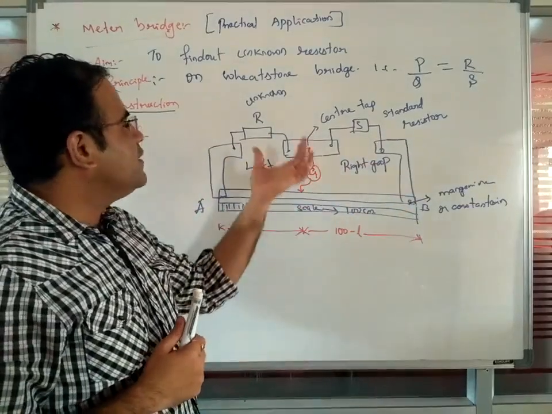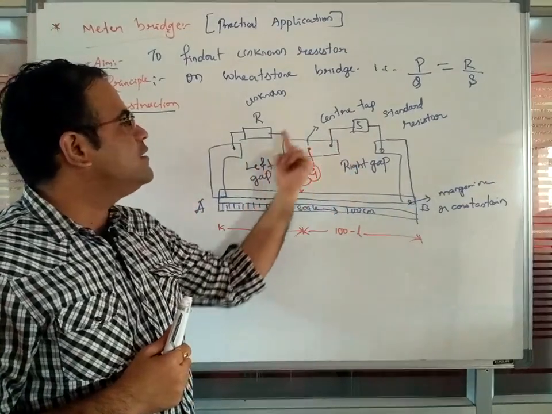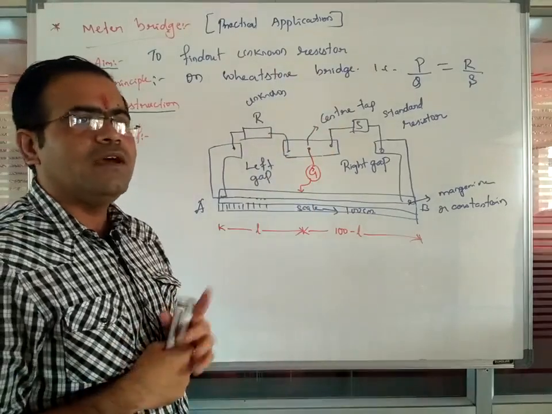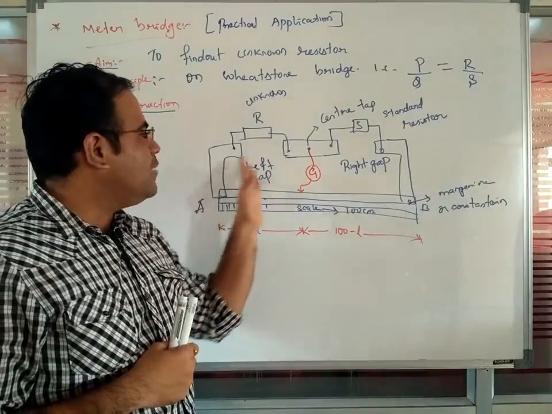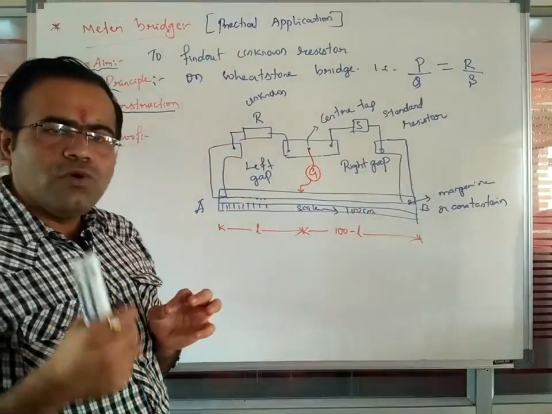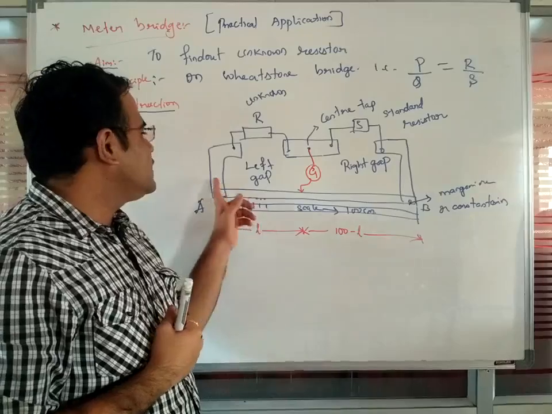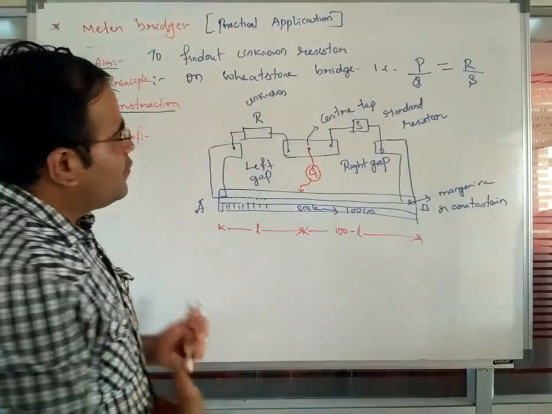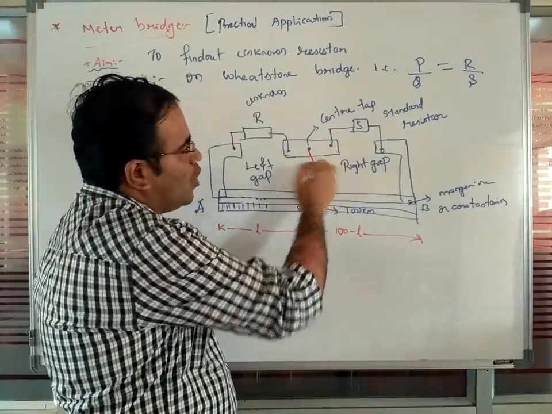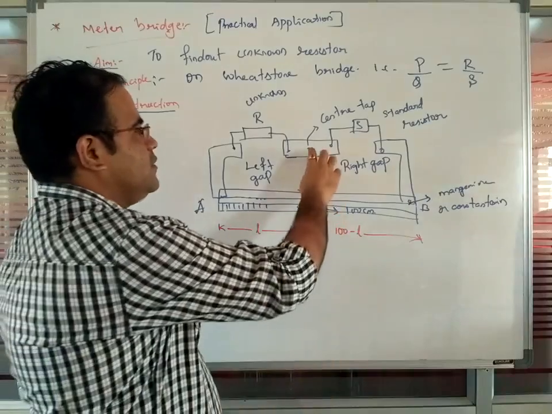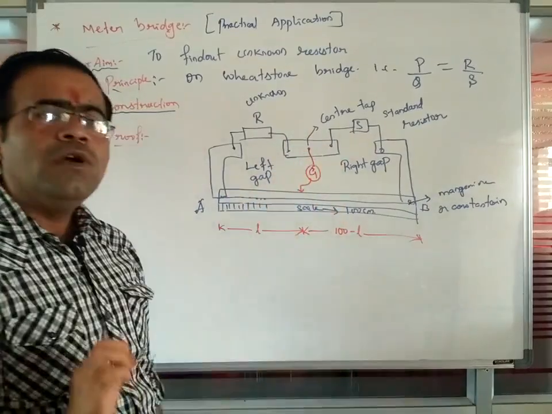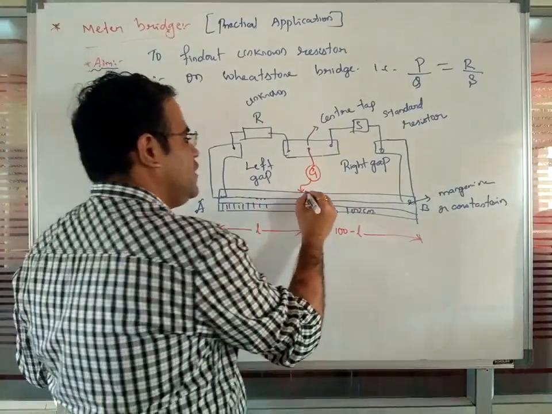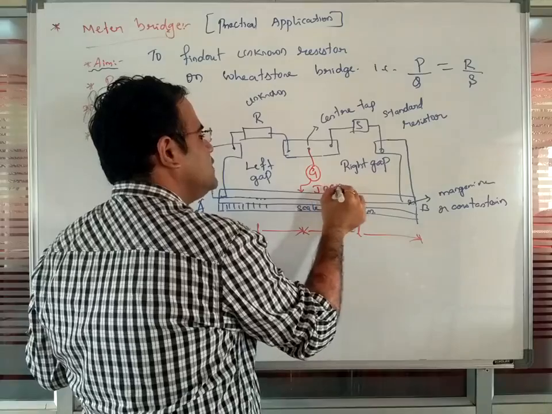Next, after making this, we introduce a center tap like this, in order to make a left gap as well as a right gap here. So in order to create gaps between these two copper strips, we have introduced this center tap. Next, from this center tap, we observe a galvanometer is connected. One end of the galvanometer is connected to the center tap and the other end of the galvanometer is connected to the jockey. So this is called a jockey here.